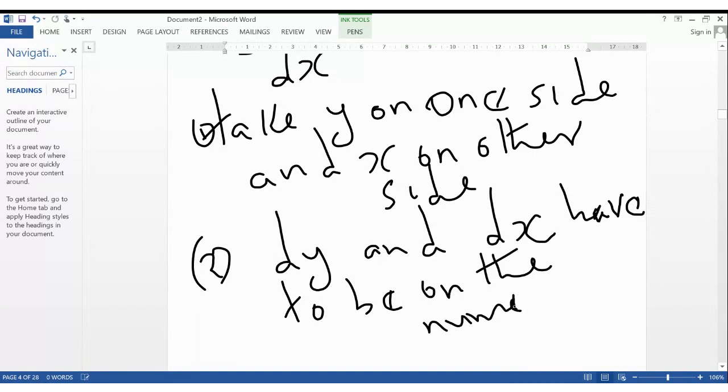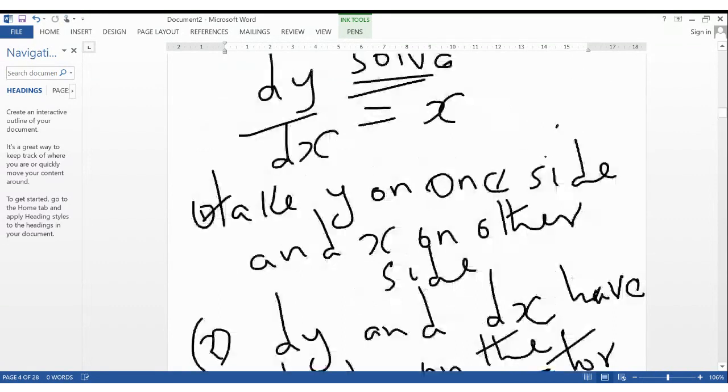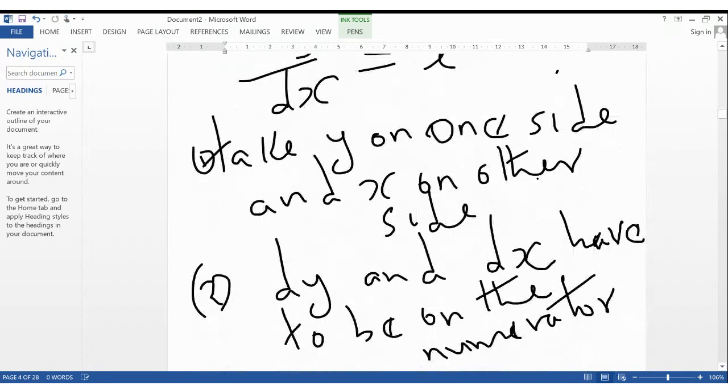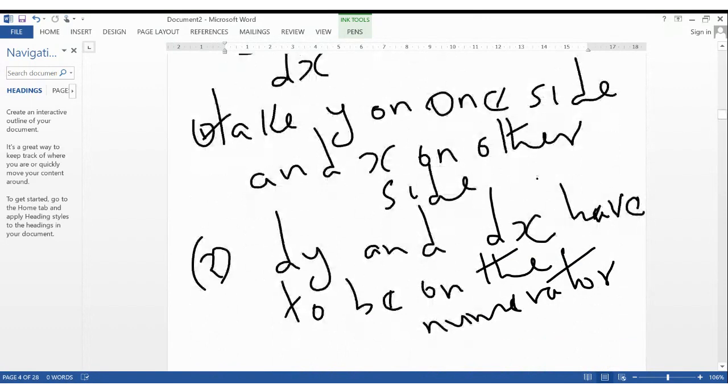So we are saying the first step is take y on one side and x on the other side. Then dy and dx have to be on the numerator because we shall be able to integrate. Then number 3, the final step, is just integrate. After you have done that, you just have to integrate. You have to remember some integration. And I'll do this first example.